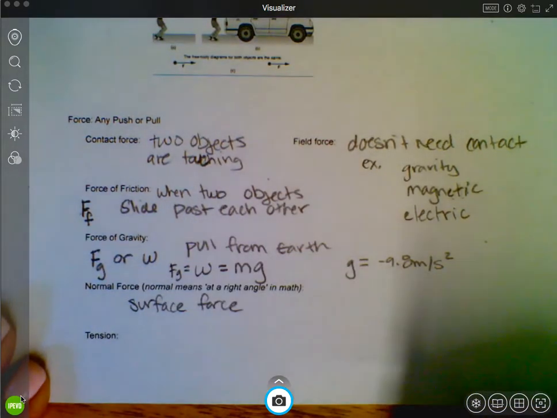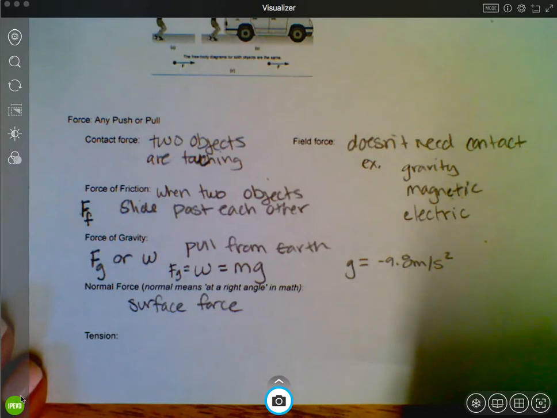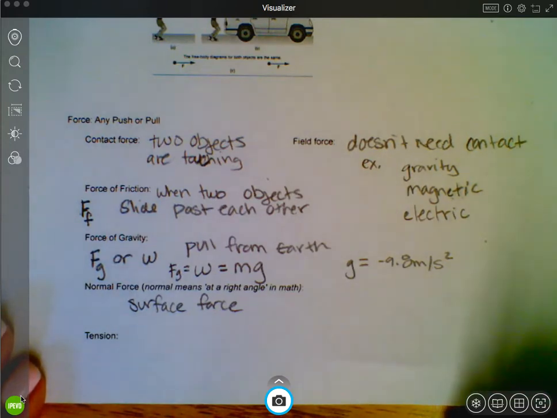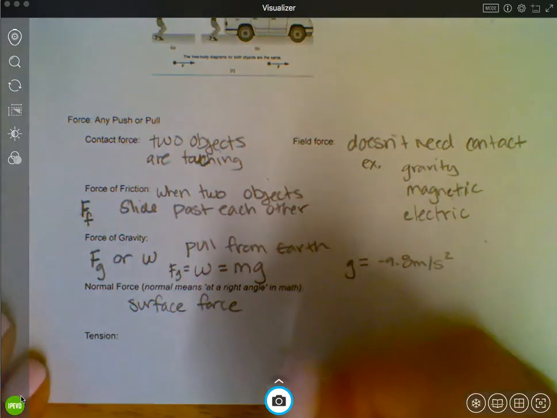And basically what this force is, it's what keeps objects from falling through other things. So right now my computer is sitting on my desk, so there's a force pushing the computer up, right? Gravity's pulling the computer down, and the desk is pushing the computer back up so that it doesn't fall through the desk. If you're sitting in a chair, then the normal force is the chair pushing up on you so that you don't fall through the chair, okay?